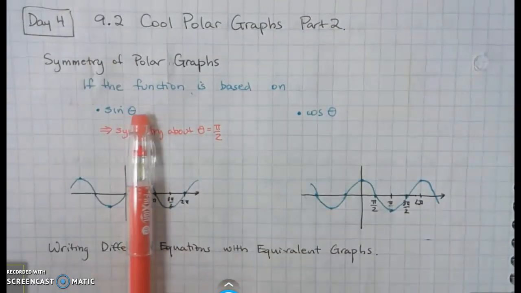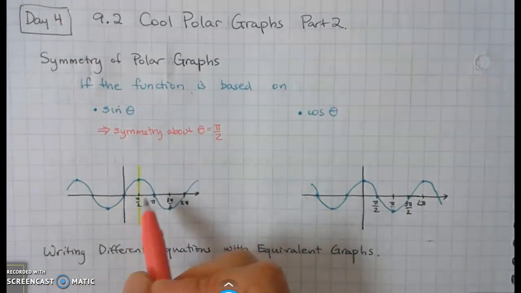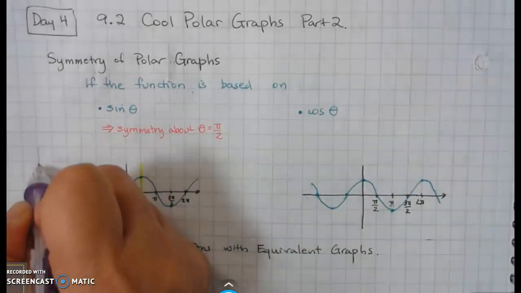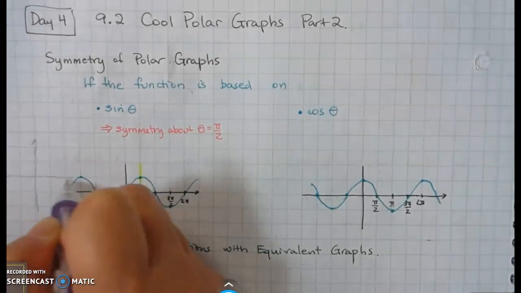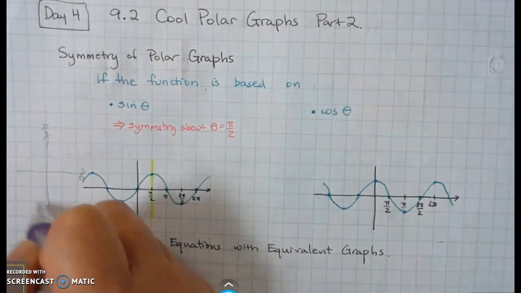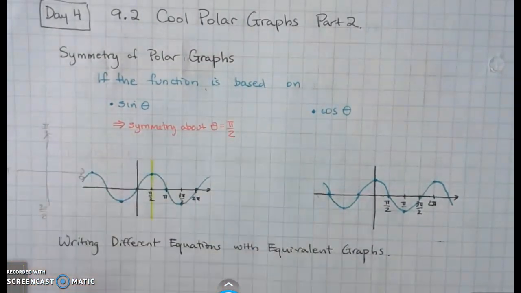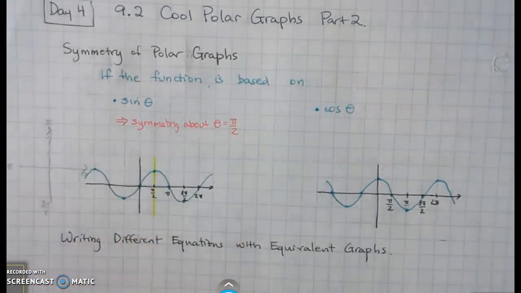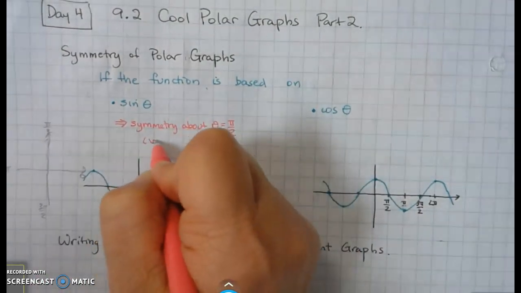If I was to draw a line or put a mirror there, on the polar graph, pi over 2 is the vertical line. So this is my 0, this is pi over 2, and this is pi and 3 pi over 2. My pi over 2 line is going to be my vertical line right there. So this is symmetry about the vertical line in the polar graph.